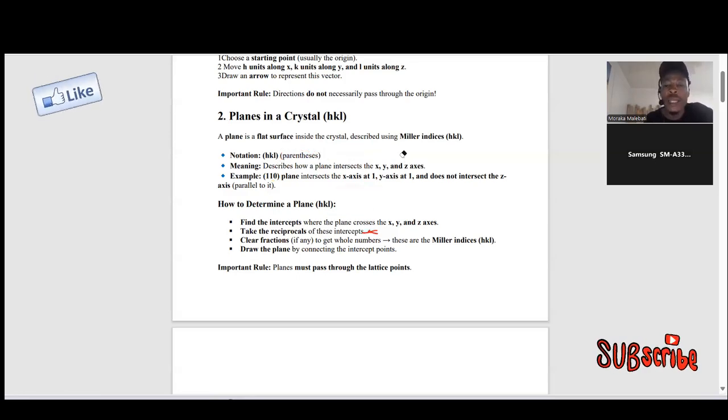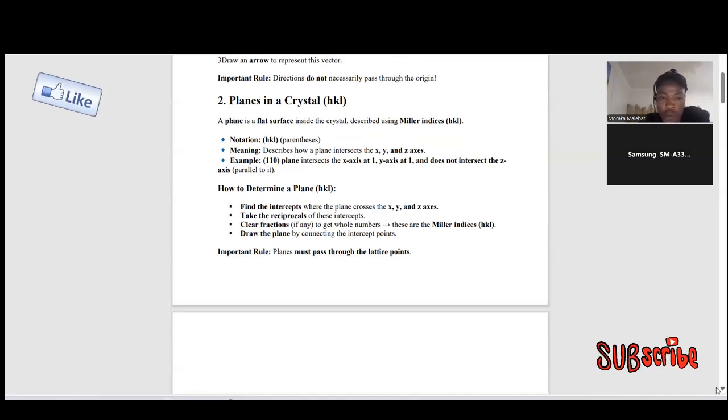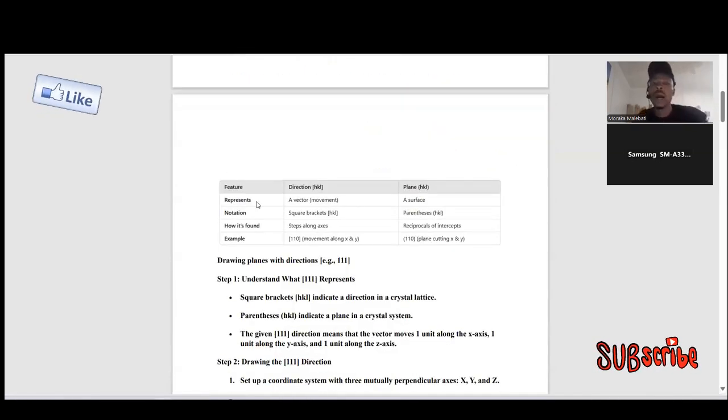So basically that is the plane. But obviously with practice you'll understand this better. What we are basically talking about, okay, so that is the difference: the square brackets is the movement, and the parentheses is the planes. And then how is it found? Steps along the axis, and then reciprocals of these intercepts.